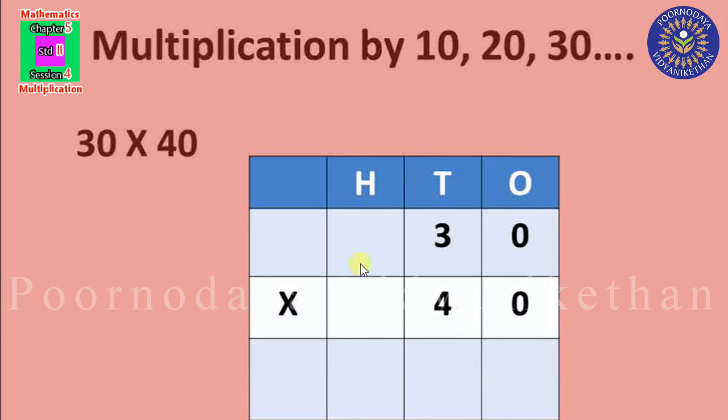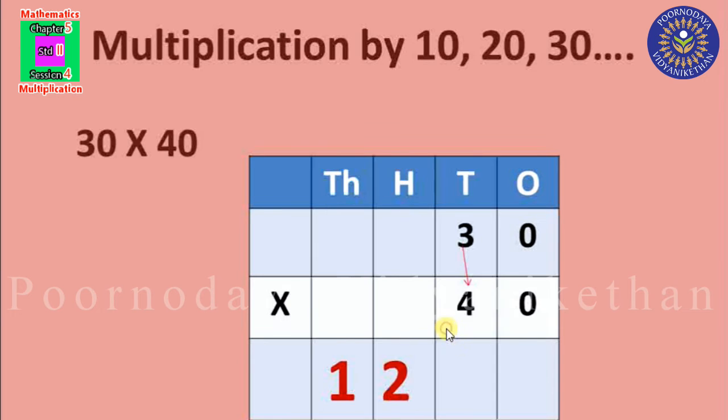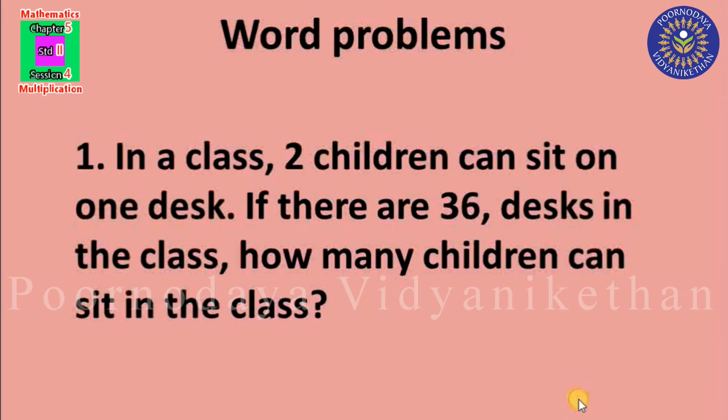Clear? So what you have to do here? 30 into 40. 30 into 40 you have to write like this. Here first you have to multiply 3 into 4. 3 into 4 is equal to 12. That 12 you have to write like this. Okay. Then what you have to do? Put these two zeros at the end of this 12. Now you got 1200. Did you understand? Okay.